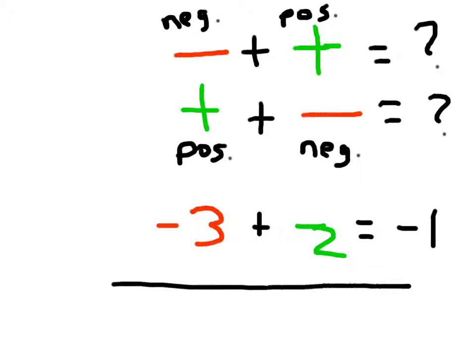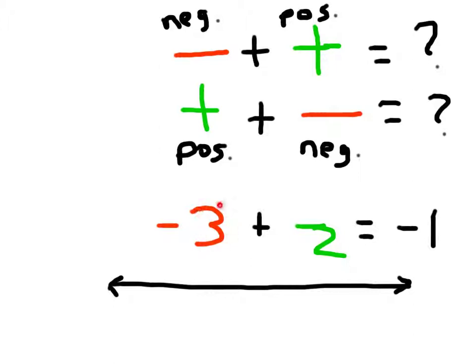The reason behind that is as follows. We take a look at each of these numbers and the value. This value here is 3. So we're adding a negative 3 to 2. And since 3 is bigger than 2, that's why we end up with the negative sign there.